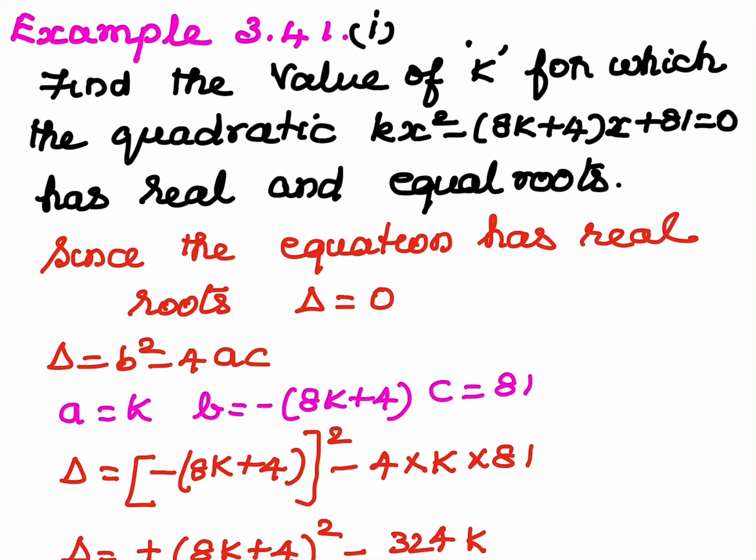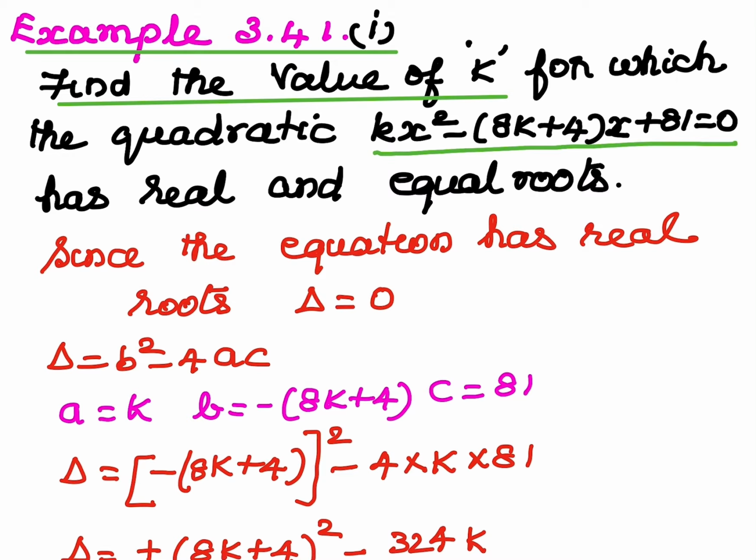Let us solve example 3.41, first subdivision. They have asked us to find the value of k. What have they given? They have given the quadratic equation kx squared minus (8k plus 4) into x plus 81 is equal to 0. And they have given the nature of the roots as real and equal roots.